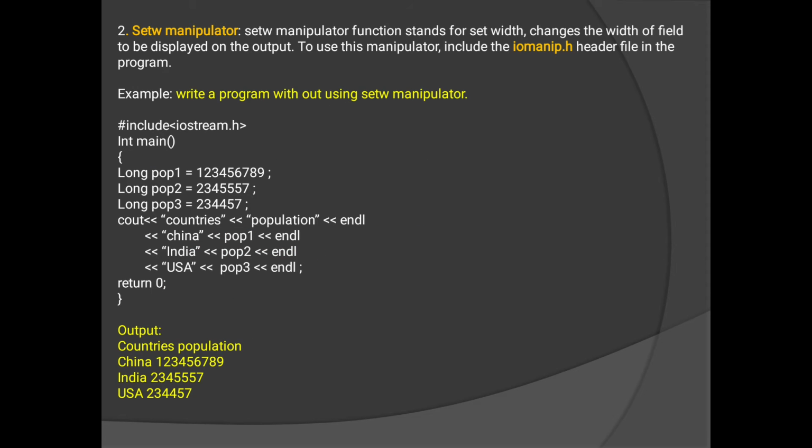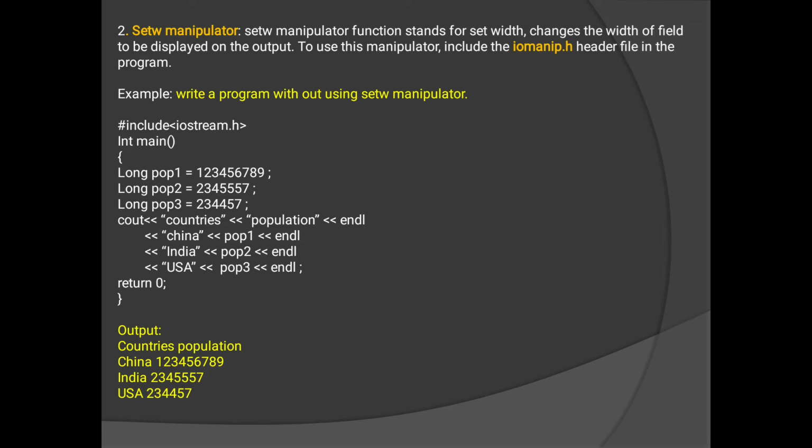Now the setw manipulator. This setw manipulator function stands for set width. It changes the width of the field to be displayed on the output. Whenever you want some extra spaces in between the outputs to be displayed, you can set a particular length of space using this manipulator. To use these manipulators, you use the iomanip.h header file in the program.